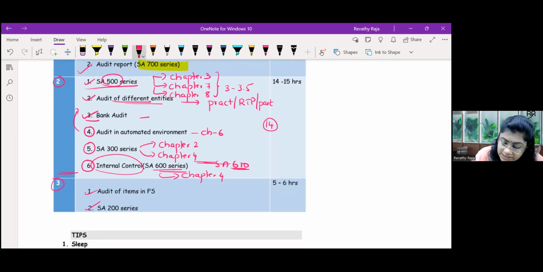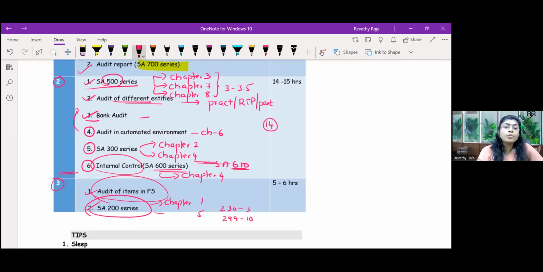Now, we will start with the SA 200 series. The 200 series is spread over two chapters, in fact, chapter number 1 and chapter number 5. These SAs in the 200 series are 200, 210, 220, 230, 240, 250, 299. In fact, 230 is in chapter number 3 and 299 is in chapter number 10. The 200 series is an easier series.